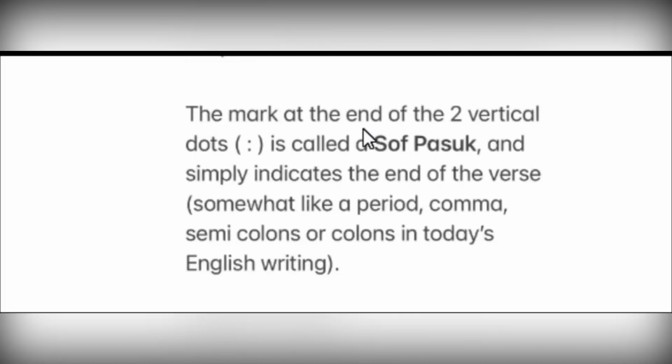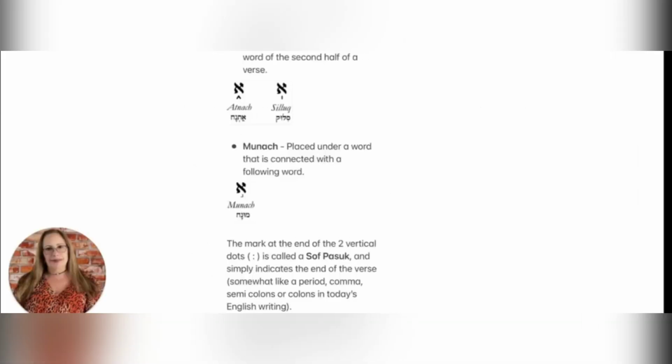Now, we already did this. The mark at the end of the 2 vertical dots is called the soft pasuk. Simply indicates the end of the verse. Again, it's like a period, a comma, a semicolon, or a colon in today's English writing.